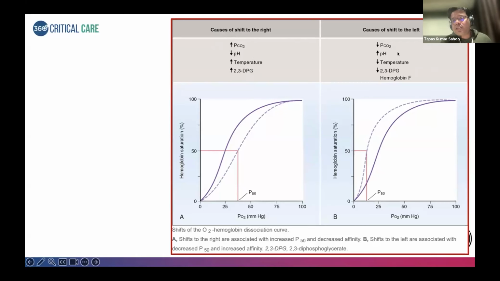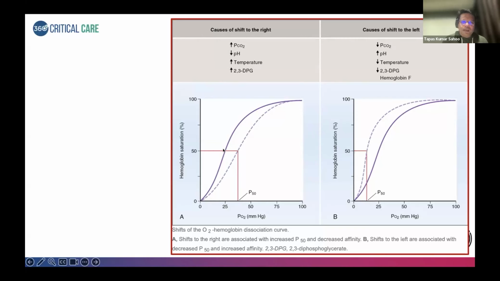Now, what causes ODC to shift to the left? If it will be alkalosis, may be respiratory, may be metabolic. Now, hypothermia and decrease in the 2,3 DPG. Also, another factor which you also remember is the fetal hemoglobin. So this would be causing your oxygen hemoglobin dissociation curve to the left. And you can draw in your exam also.